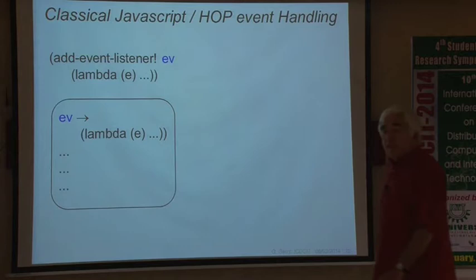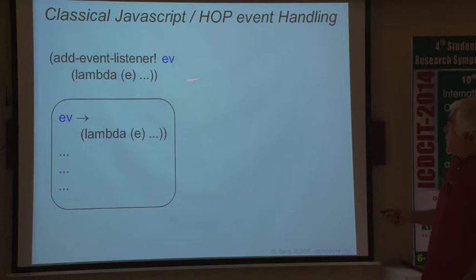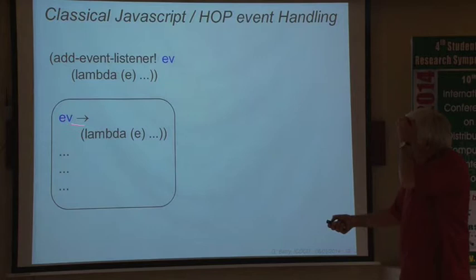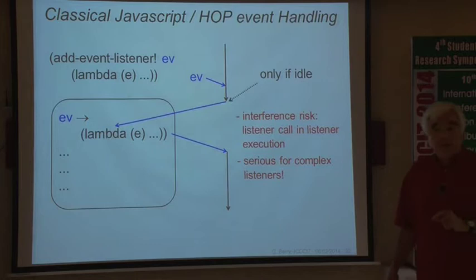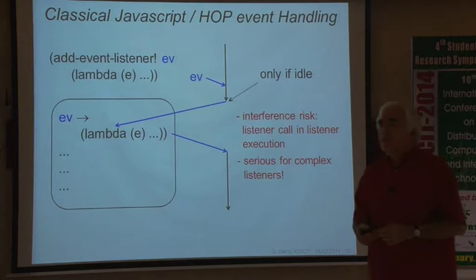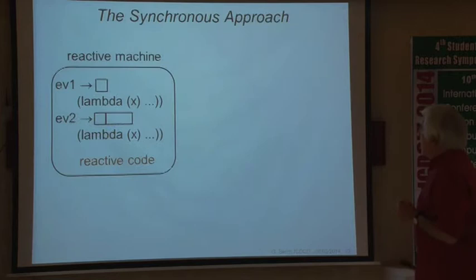So let's look at event handling, for example, in JavaScript. In JavaScript, what you do is you add an event listener, which is a piece of code that you call. Here you can do the same in Hop, the same as JavaScript. That is, when you receive this event, this function is called. So an event occurs, the function is called, control returns to the mainstream, and so on. Good. There is an interference risk here. That's why it's complicated. You can call a listener while the listener is being called. Browsers have a very precise rule that nobody understands to avoid that, and so on.